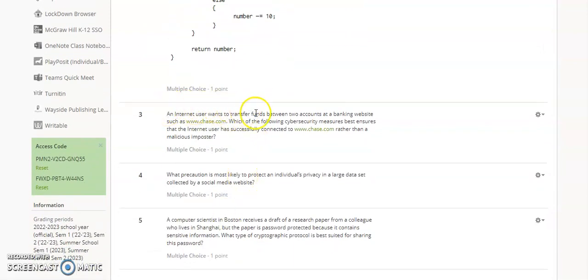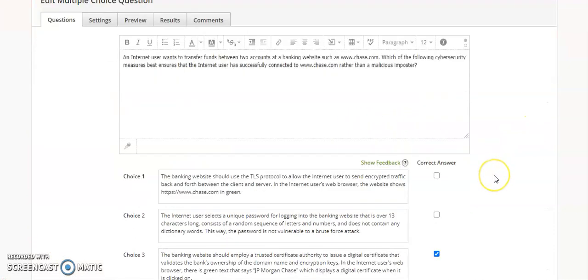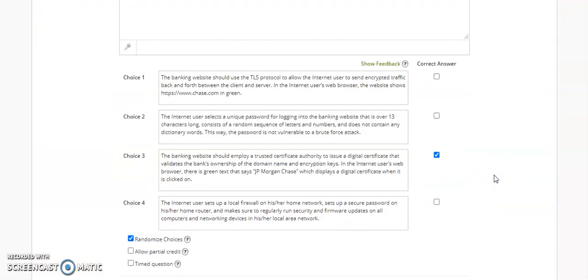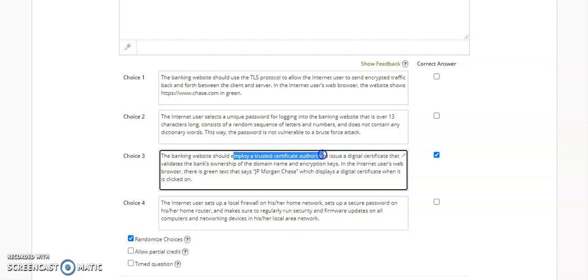Next up, Chase users want to transfer some funds from somewhere at chase.com. Which of the following cybersecurity measures is best, and makes sure that I am at the chase.com website? I believe this is a good question to talk about. When we talk about digital certificates again, we have to make sure that we utilize a trusted certificate authority. And again, that's just validating this website owns these keys.